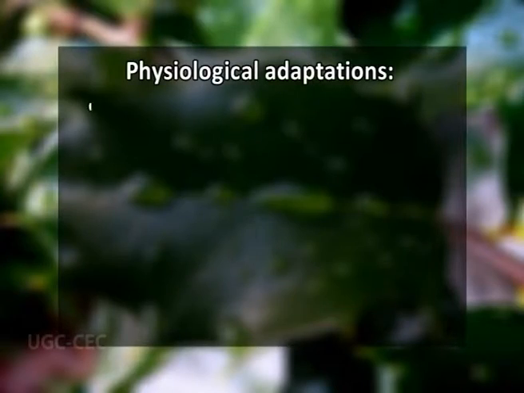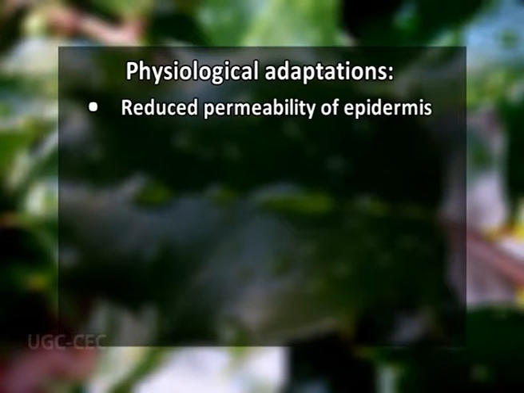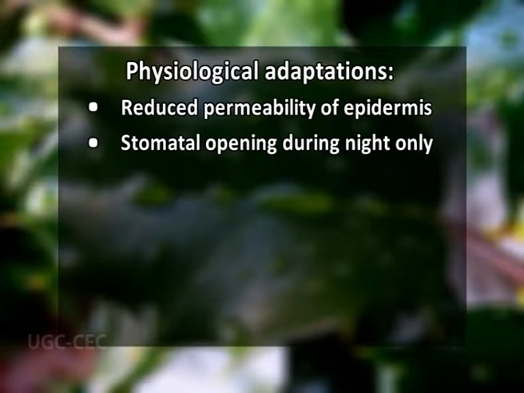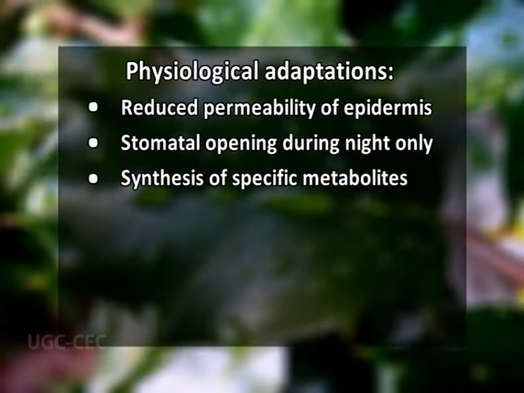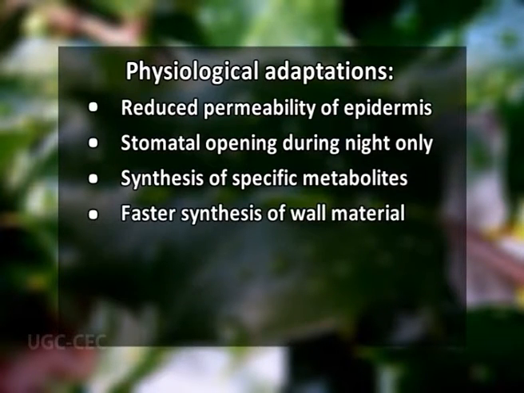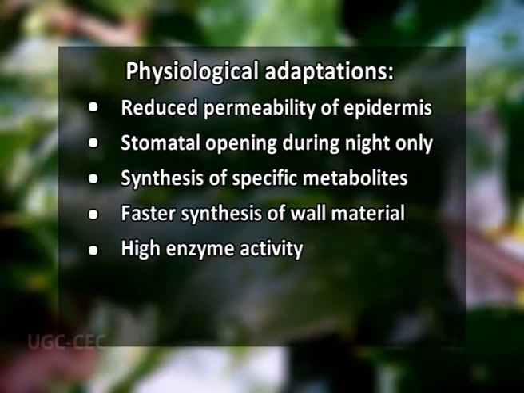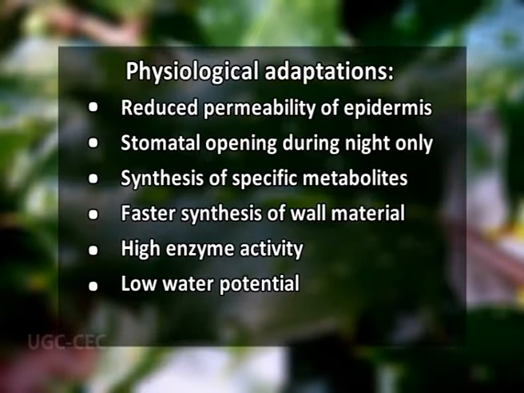The physiological adaptations to reduce transpirational water loss in water stressed conditions include reduced permeability of epidermal layer, stomatal opening in cool hours of the day or during night only, as in CAM plants, synthesis of metabolites which can bind and absorb more water such as pentosans, synthesis of wall material at a faster rate, higher activity of enzymes and maintenance of a very low water potential inside the leaf cells.